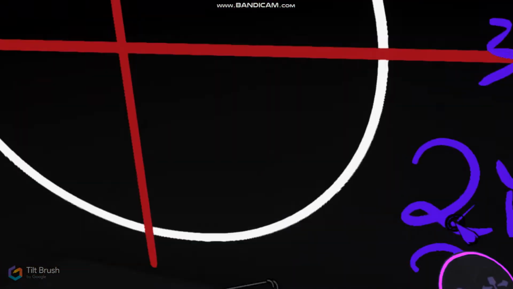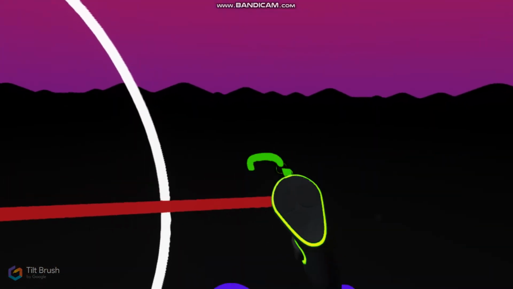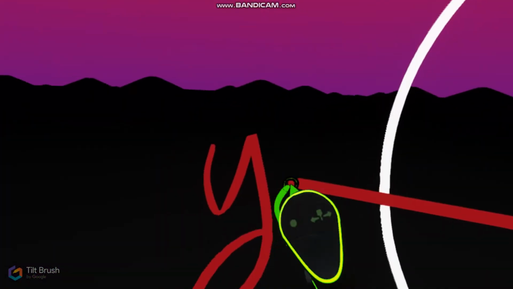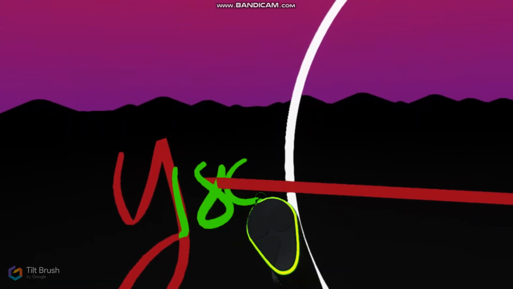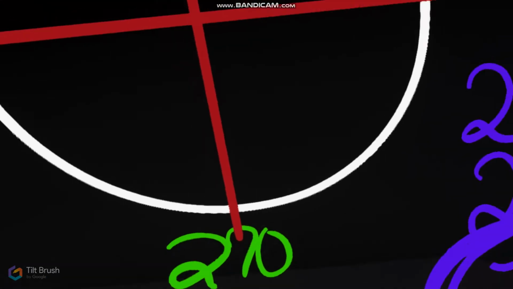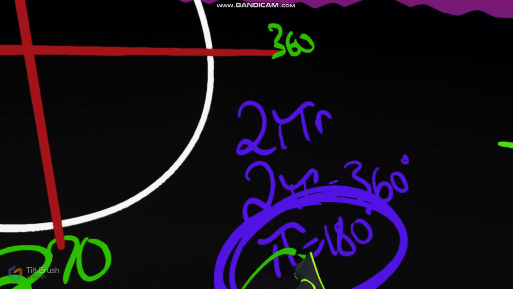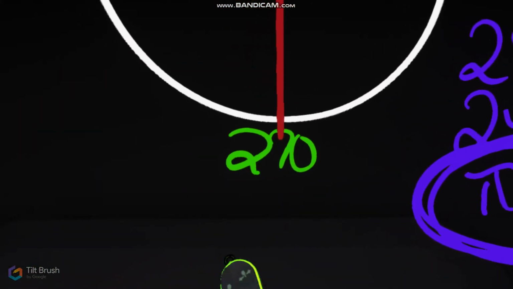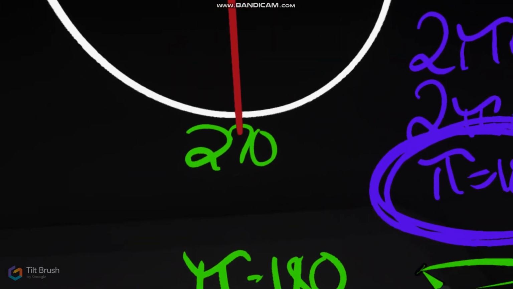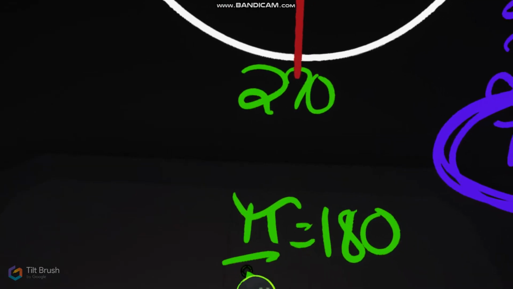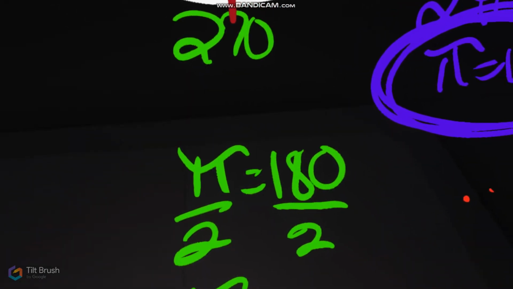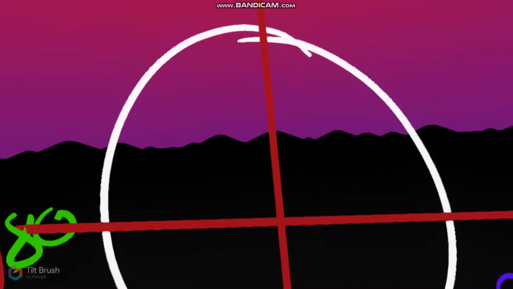I'm just going to put 360. Let's do it in a different color. 360, 90, 180, and 270. Okay, so how we find it is for 90. 180, okay, so if pi equals 180, then how do we get to 90? We divide by 2. Then pi over 2 equals 90. That's it. That's the radian right there.